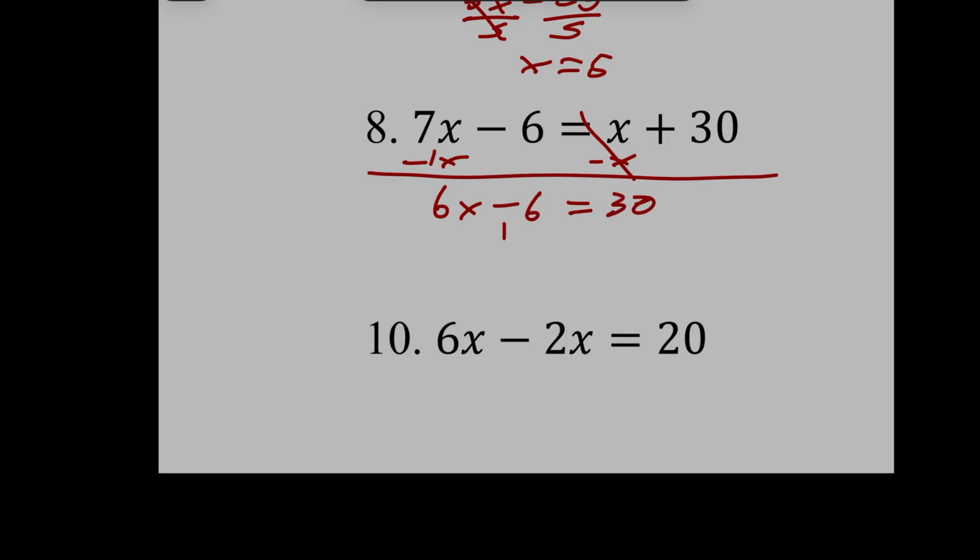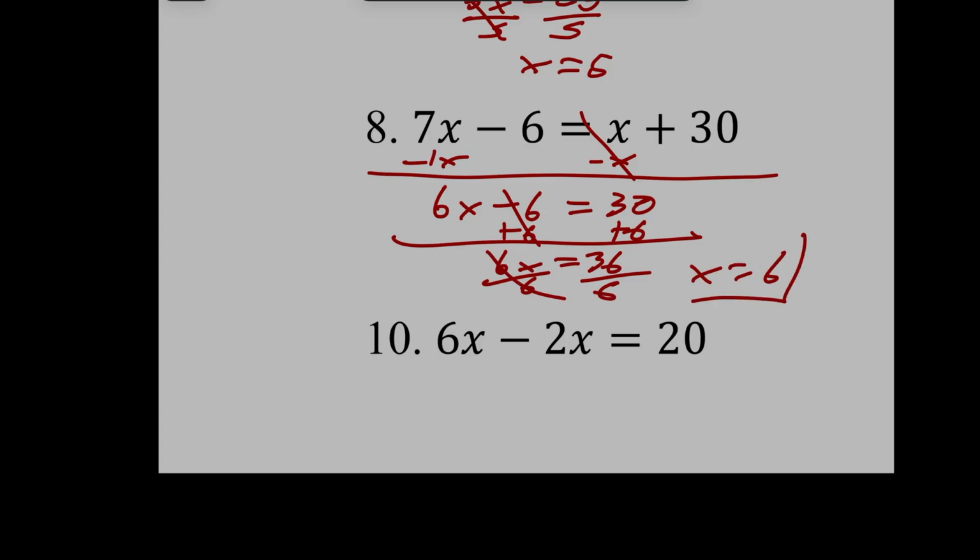Now, letters on one side, numbers on the other. I'm just going to do this, boom, die. And I'm going to get 6x equals 36. And once I divide each side by 6, I'm going to get a nice, pretty x equals 6.